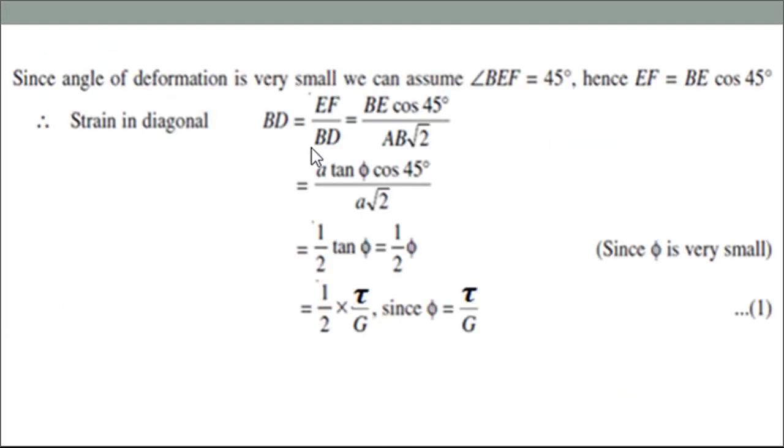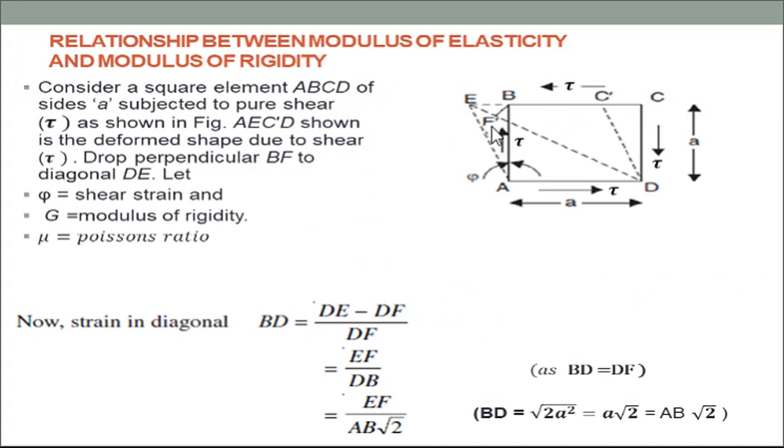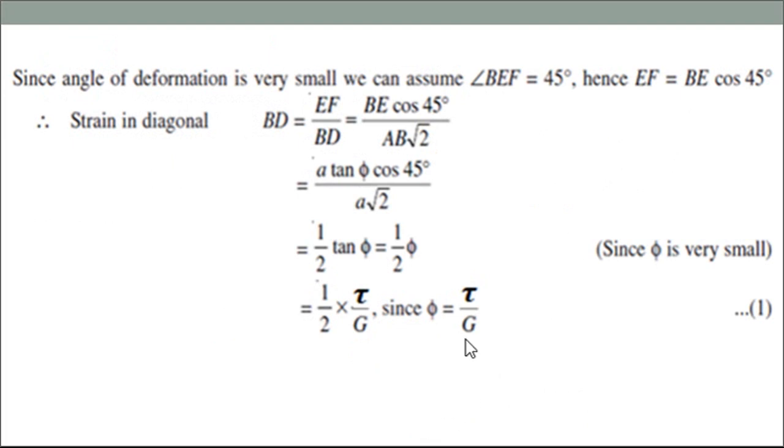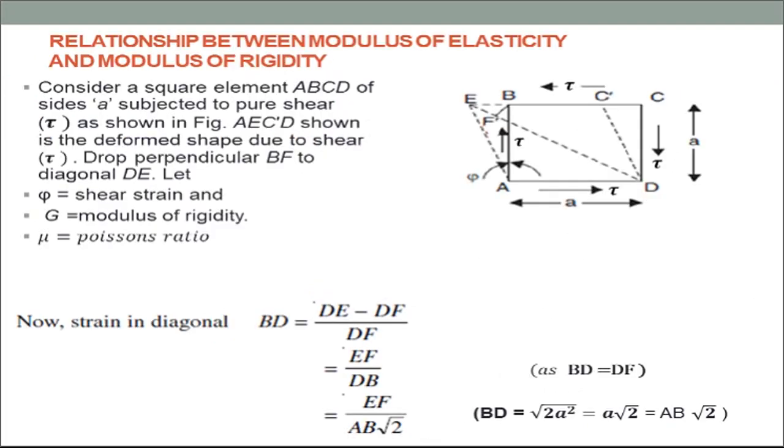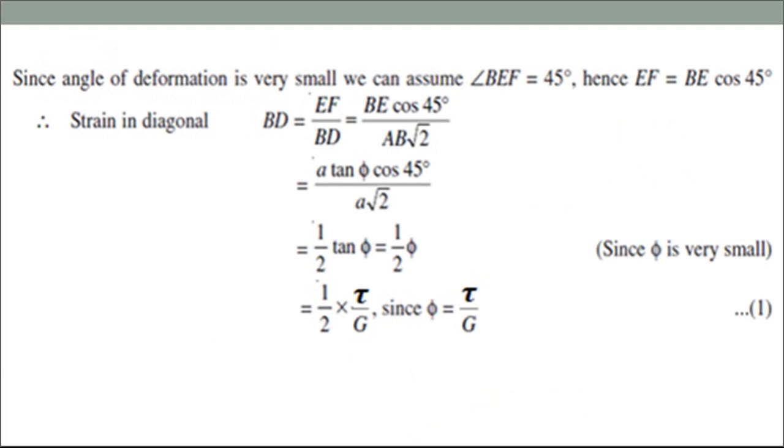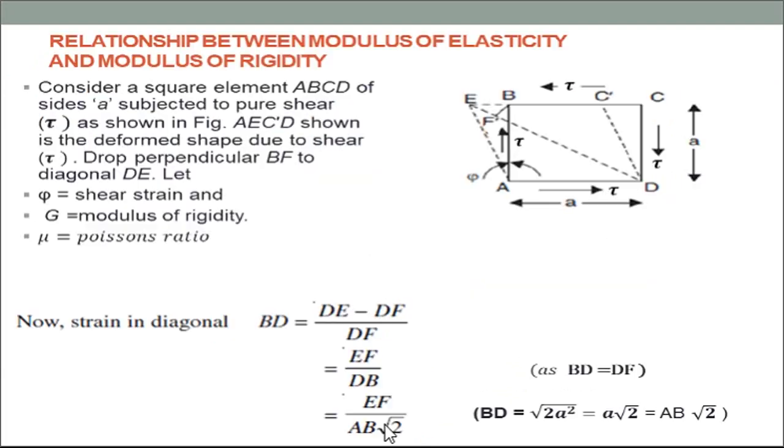Since the angle of deformation is very small, we can assume angle BEF is equal to 45 degrees. Though EBF is the right angle, the angle of deformation is very small. That's why we have assumed this angle BEF as 45 degrees. If you find that EF value, this is a right angle triangle, so EF you can easily find out. EF is equal to BE cos 45.